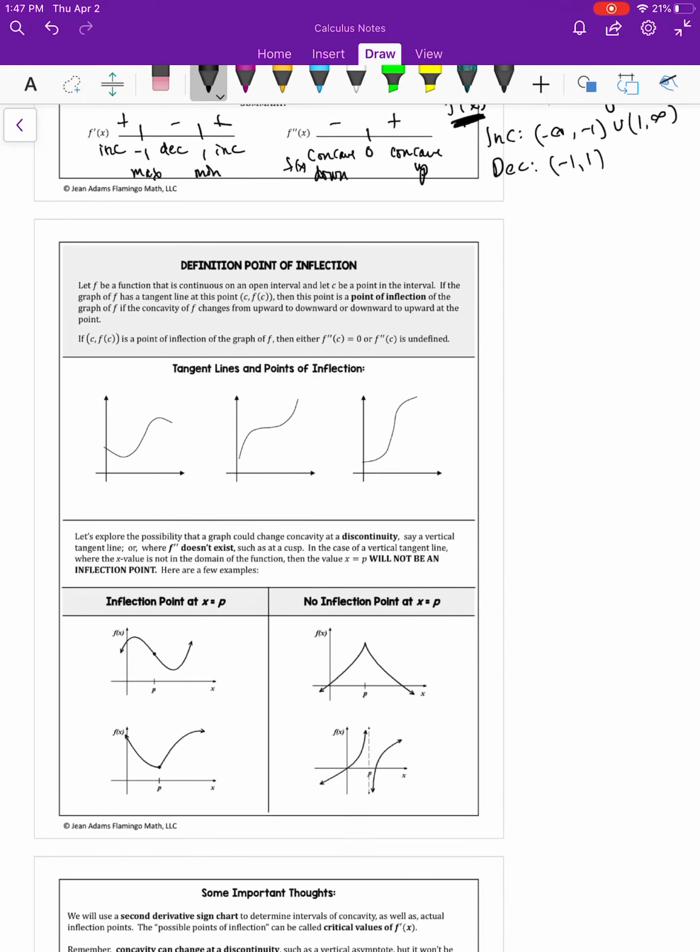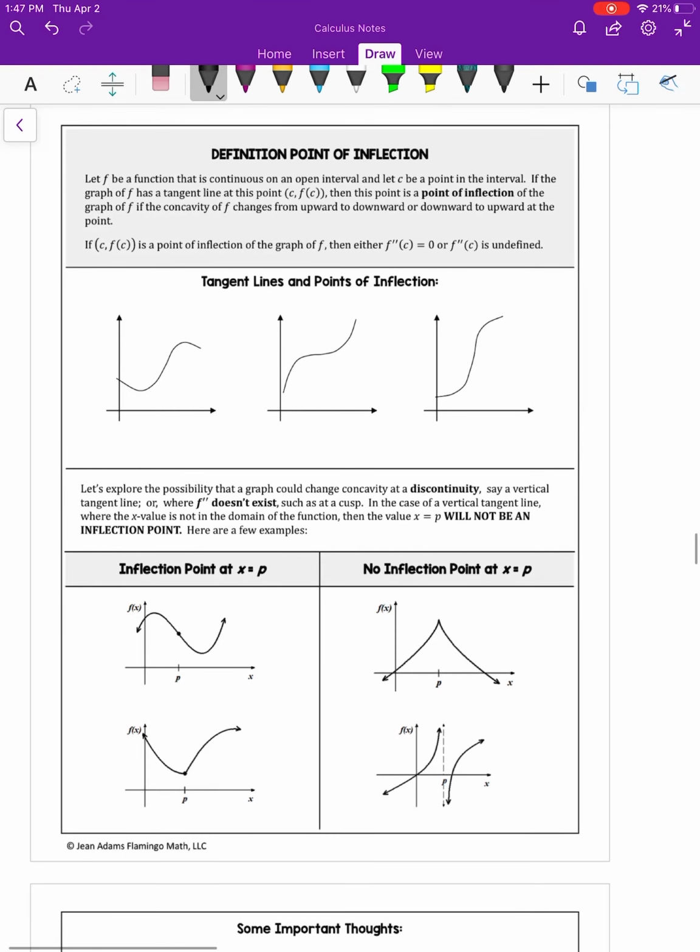So, the definition for a point of inflection: let f be a function that is continuous on an open interval and let c be a point in the interval. If the graph of f has a tangent line at this point, (c, f(c)), then this point is a point of inflection of the graph of f if the concavity of f changes from upward to downward or downward to upward at the point. So if (c, f(c)) is a point of inflection of the graph of f, then either the second derivative is 0 or the second derivative is undefined. And that is what we talked about here.